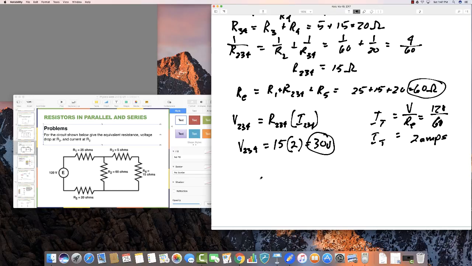What is the current at R2? Well, the current at R2, we've already really calculated that. That's going to equal 2 amps. That comes from this calculation over here.